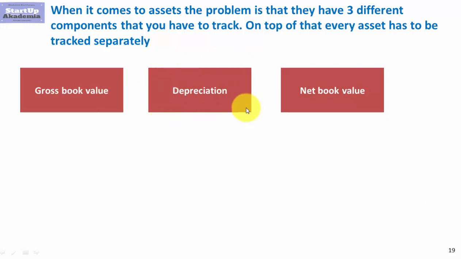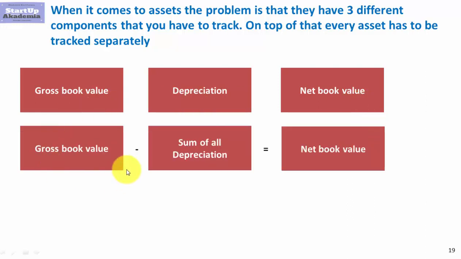Then the depreciation, so the part of the gross book value that was accounted to cost in a specific moment. And then the net book value, so how much a certain specific asset is worth, obviously according to the books. What is the relation between those three? It's basically the gross book value minus the sum of all depreciation done for a specific asset gives us the net book value of this asset.